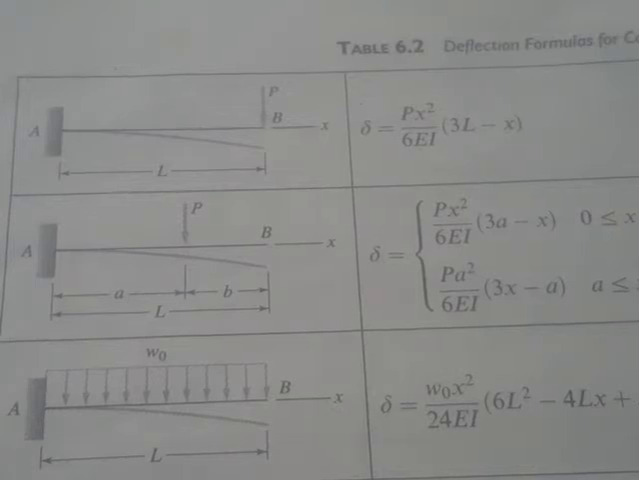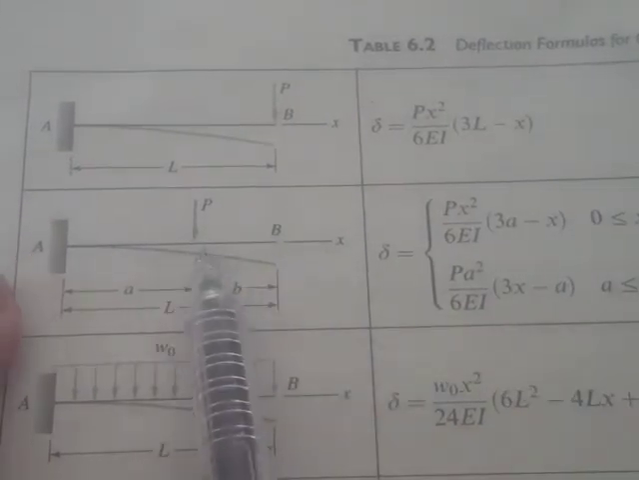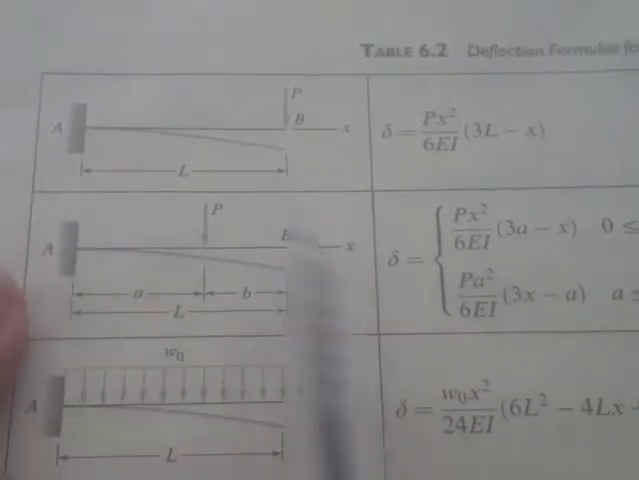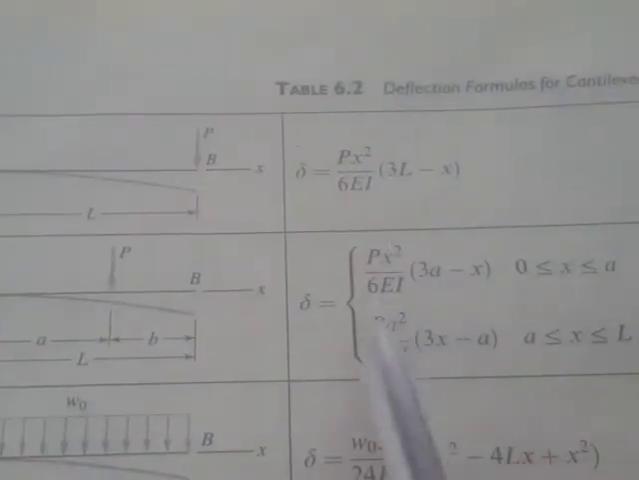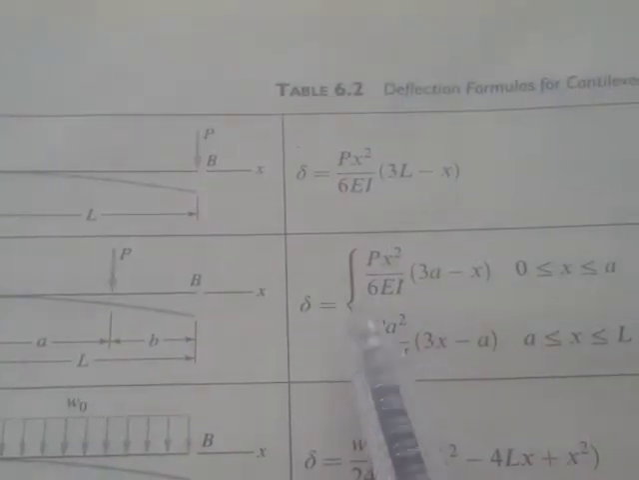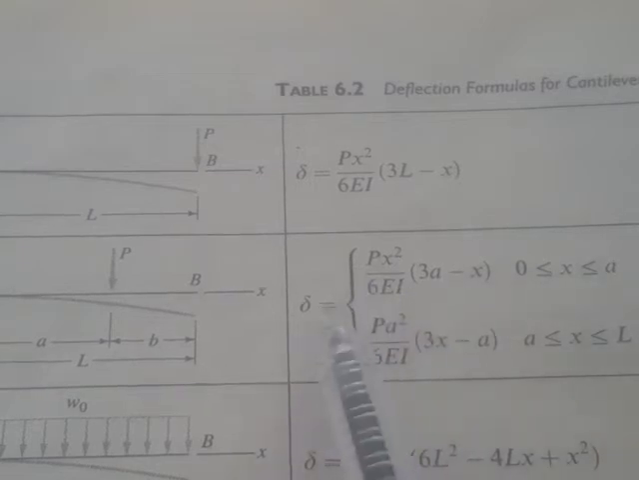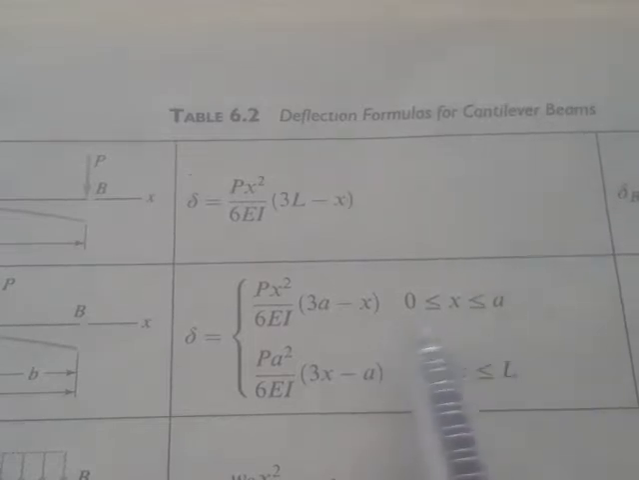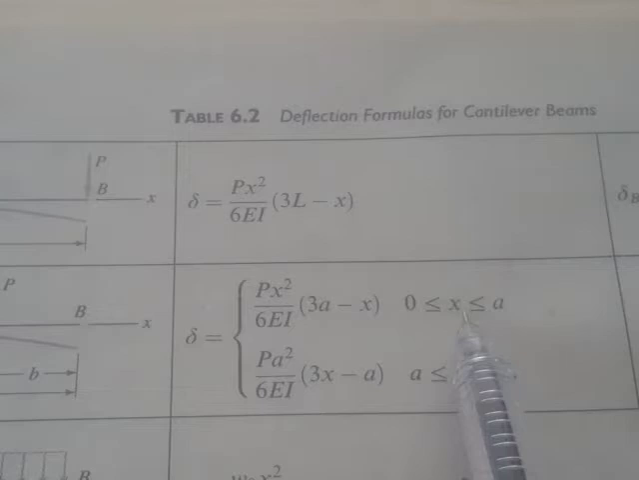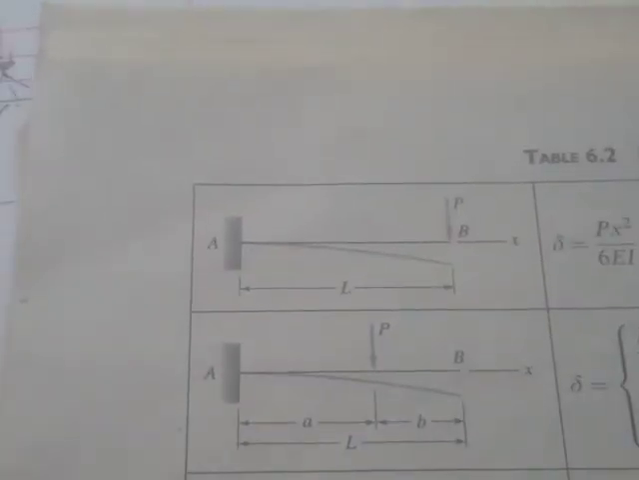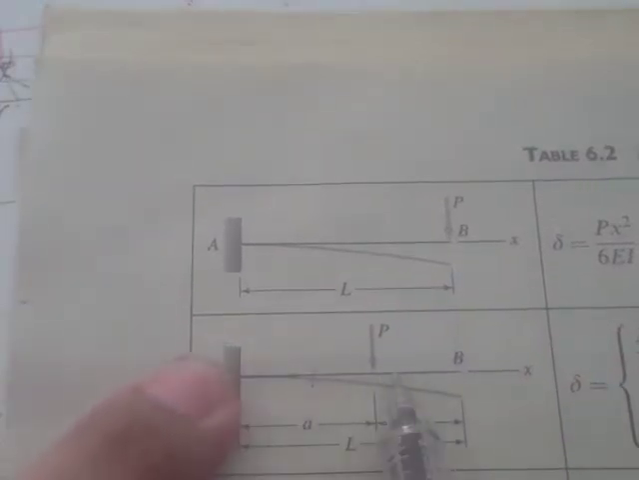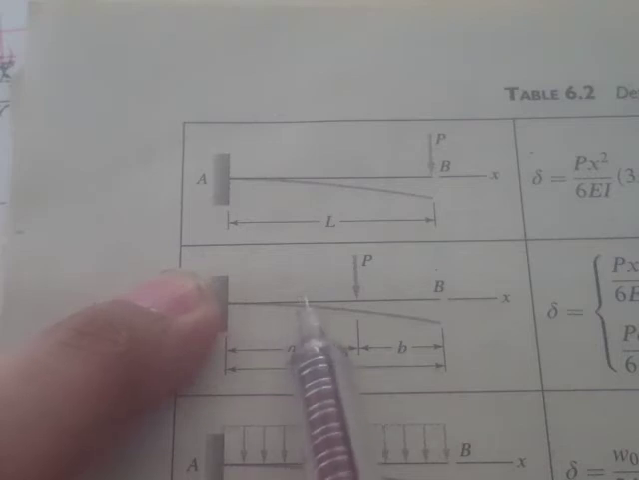Okay, now what if we have a concentrated load that is not at the free end, but rather somewhere in between the fixed and the free end? We have two equations for solving the deflection, so just take note of these conditions. It says here that if x is between 0 and a, in other words, if we are trying to solve the deflection right here between 0 and a, then we will use this equation.